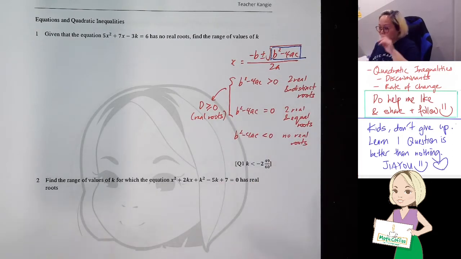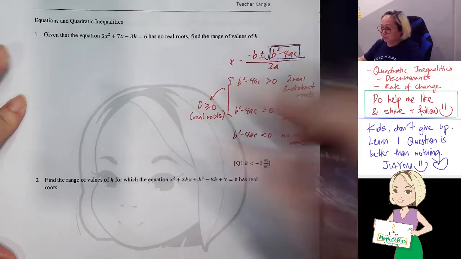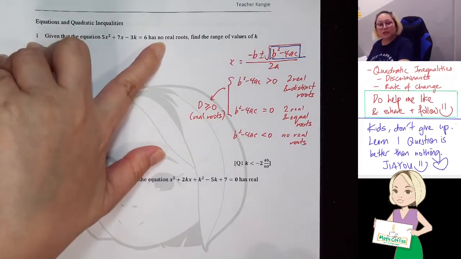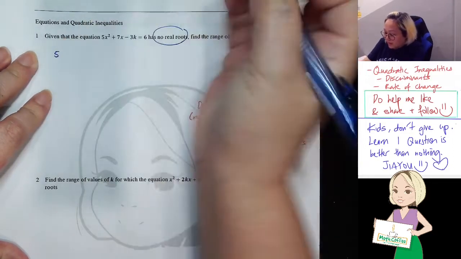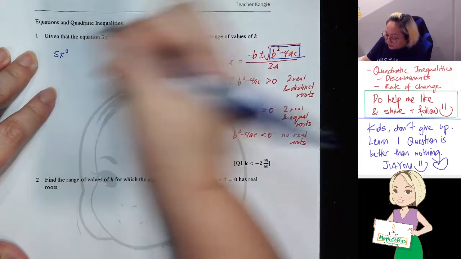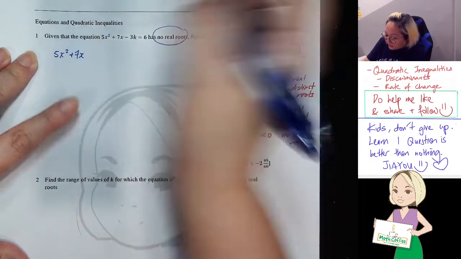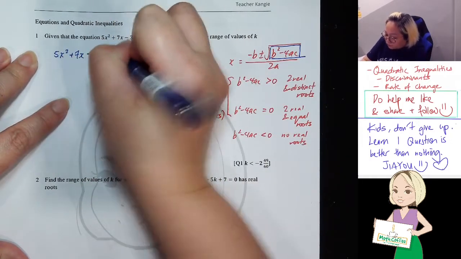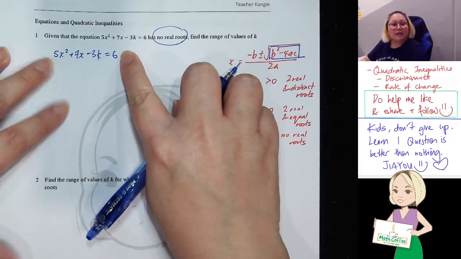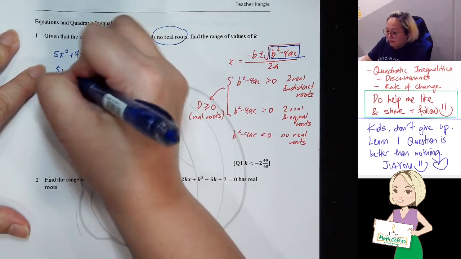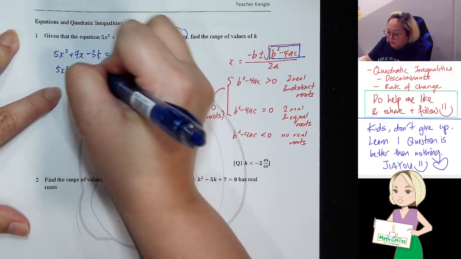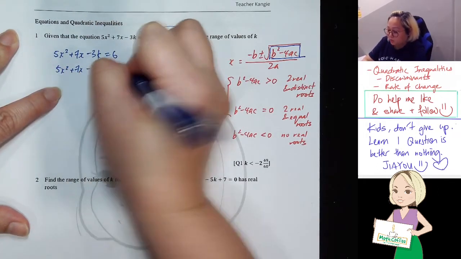So you only have 4 cases. Now come back to this question. Now they are telling you that this equation has no real roots. So first, write out the equation: 5x squared plus 7x minus 3k equals 6. As with solving a quadratic equation, you need to throw everything to the left hand side. So I have 5x squared plus 7x minus 3k minus 6 equals 0.